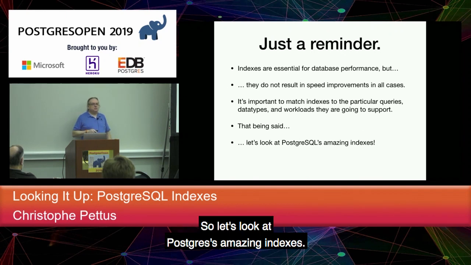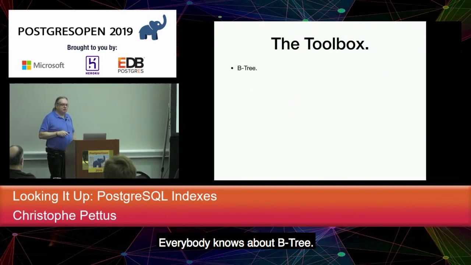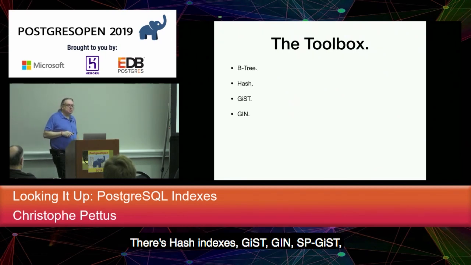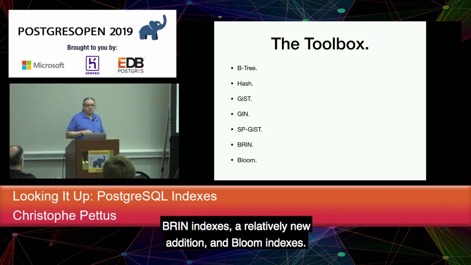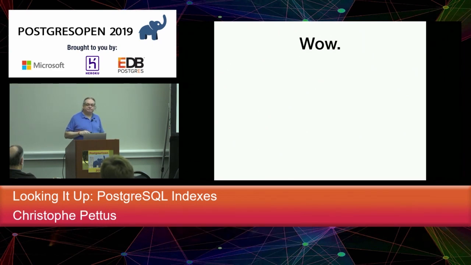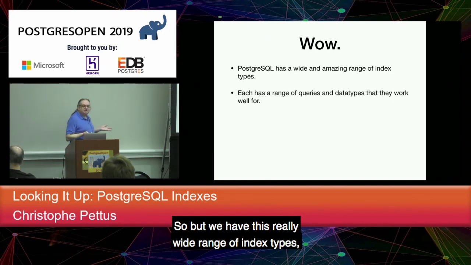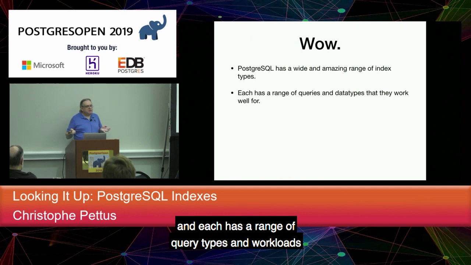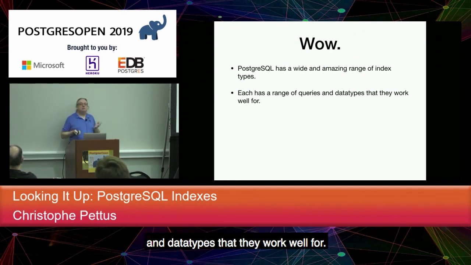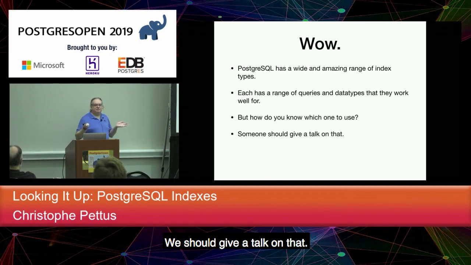So let's look at Postgres' amazing indexes. Postgres has lots of different index types. There's B-tree. Everybody knows about B-tree. There's hash indexes, GiST, GIN, SP-GiST, BRIN indexes, a relatively new addition, and Bloom indexes. We'll talk about each one and what it's good for. We have this really wide range of index types, and each has a range of query types, workloads, and data types that they work well for. But how do you know which one to use? We should give a talk on that.